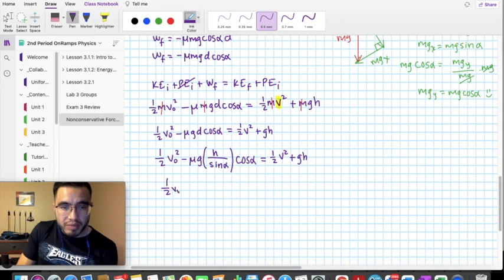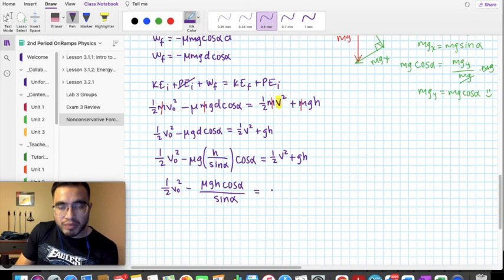You might be asking, but mister, why? It looks like it's going to be more complicated, but it's actually going to make things easier. There you go. Times the, divided by the sine of alpha, equals 1/2 v squared plus gh.